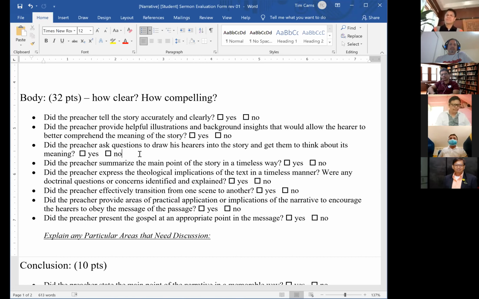So are we going to make the main point in every scene, or after we finish the three scenes, make a main point out of the three scenes that we have, or for every scene make a main point of that scene in a timeless way? No, this is meant for the main point. Notice it says the main point of the story, not the scene.